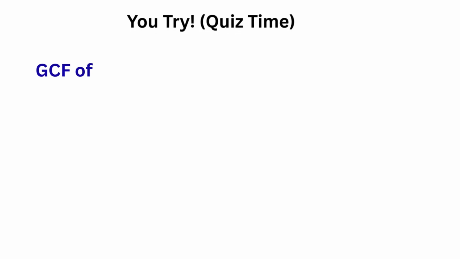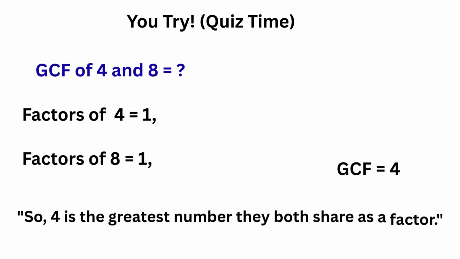Your turn. What's the GCF of 4 and 8? Try listing the factors and circle the greatest one. Pause and try. Awesome work! Now you know how to find the GCF using factor lists. We'll use this again when simplifying fractions.